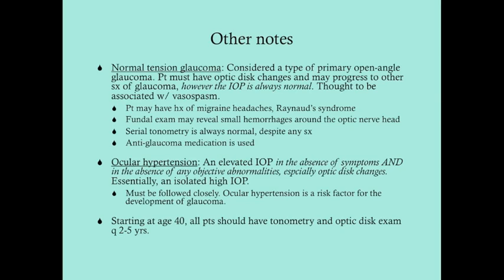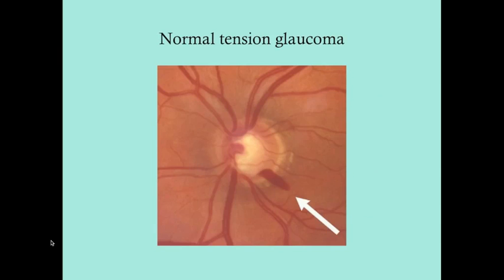So a patient who looks like they have normal tension glaucoma, in that they have optic disc changes and symptoms of glaucoma, but at some point their intraocular pressure is elevated and stays elevated persistently, then they're going to be diagnosed with primary open-angle glaucoma. Normal tension glaucoma, the intraocular pressure has to always be normal. And this is thought to be associated with vasospasm. So if the patient has a history of migraine headaches or Raynaud's syndrome, that's something worth eliciting.